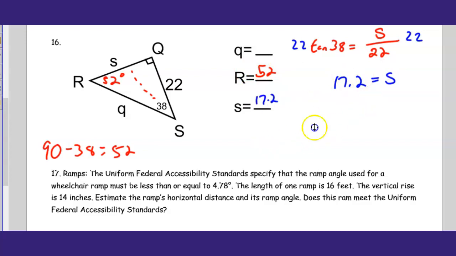And now I'm going to do the same thing for finding Q, using this angle here, 38. This is adjacent. And I'm sorry, this is hypotenuse. Oh my goodness, that's hypotenuse. So we have hypotenuse and adjacent, that would be cosine. So we have cosine of 38 equals adjacent over hypotenuse, in this case Q.